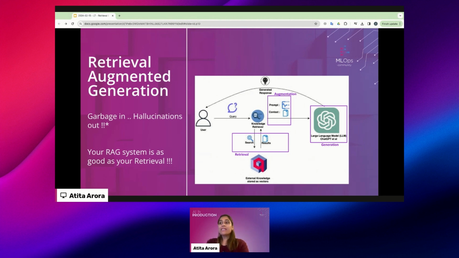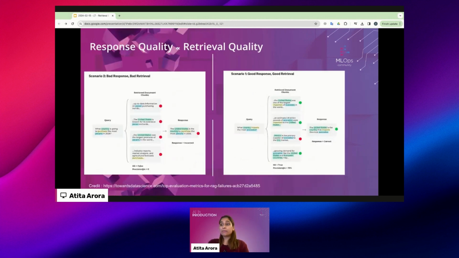So your RAG system is only as good as your retrieval. Because I just have 10 minutes and I'm trying to make the most of my time, I would not go into the complete depth of this experiment here. But I've also attached the link if you want to read more about it. In short, if your retrieval is bad, you are going to have very bad responses as well, which is exemplified by this snapshot here.